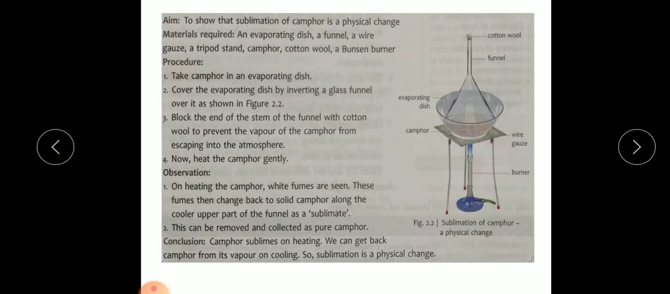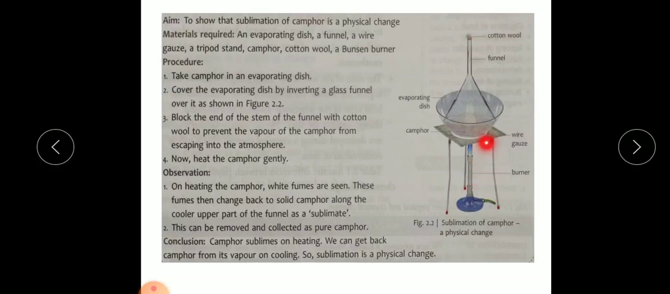Okay, now the procedure for it. So what you need to do is take camphor in an evaporating dish, and after that cover the evaporating dish. So this needs to be covered by a glass funnel in inverted position as shown in the figure. Then block the end of the stem of the funnel with cotton. So this one will be blocked to prevent the vapor of the camphor from escaping into the atmosphere.